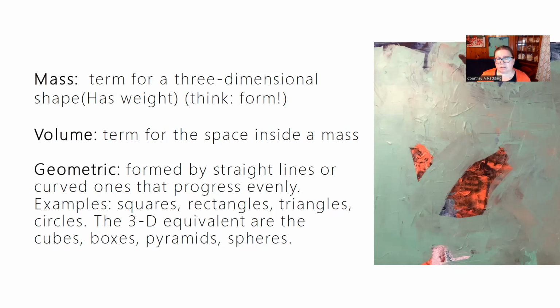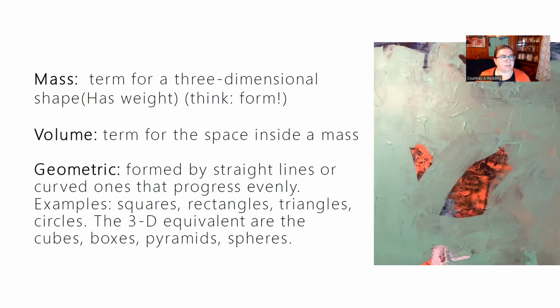Some of these, especially the mass and the volumes, are much handier when it comes to sculptures and 3D pieces. But a lot of the time in art, you're taking a 3D object, translating it onto a 2D surface, and then turning it into something that looks three-dimensional. So you're going to have mass and volume, it's just going to be implied through your materials.